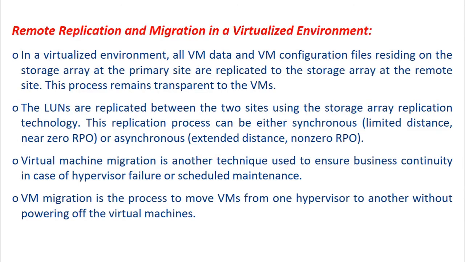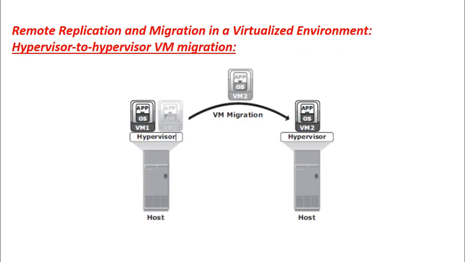This replication process can either be synchronous or asynchronous. Virtual machine migration is another technique used to ensure business continuity in case of hypervisor failure or scheduled maintenance. Virtual machine migration is a process to move virtual machines from one hypervisor to another without powering off the virtual machines.